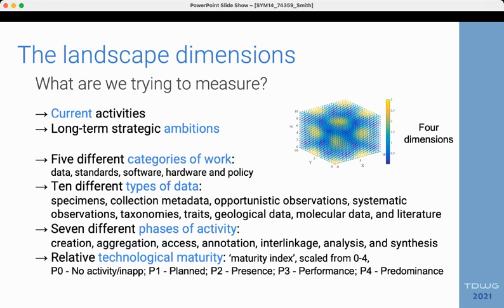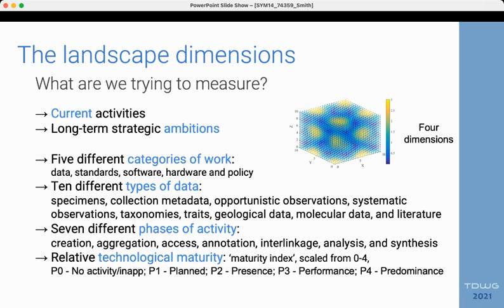We also wanted to look at the different categories of activity that broadly encompass this space, so things like data, standards, software, hardware, and policy. There are obviously many different types of data that we handle, and broadly we've listed those there, so things like specimens, taxonomies, trait data. There are different phases of activity, so things we do with that data, so the creation of data, aggregation, access, etc. And also we needed to measure the relative technological maturity of activities in this space.